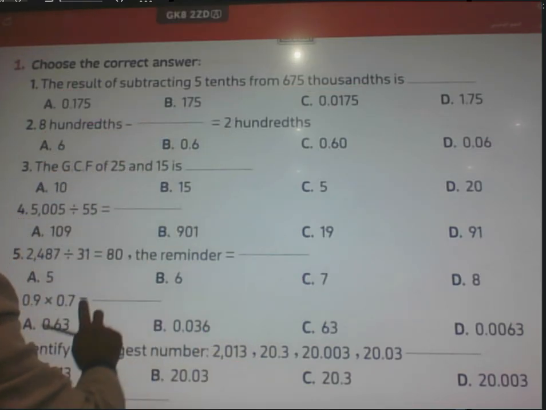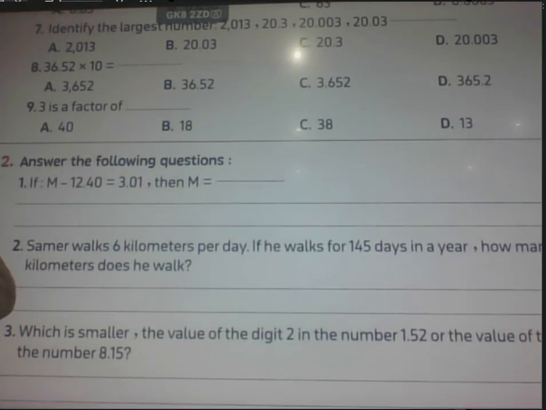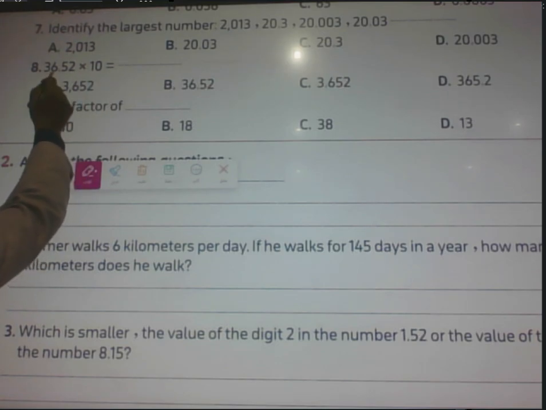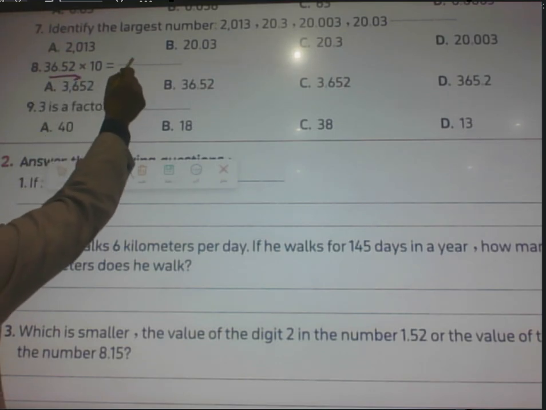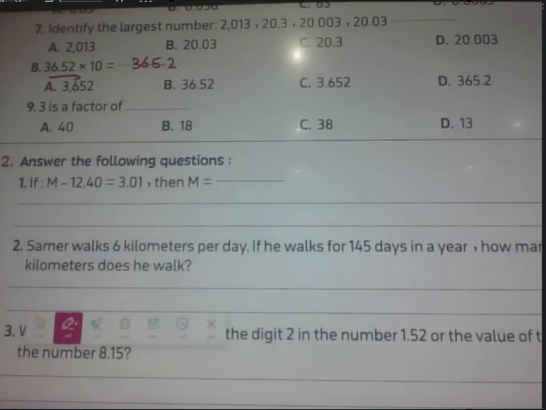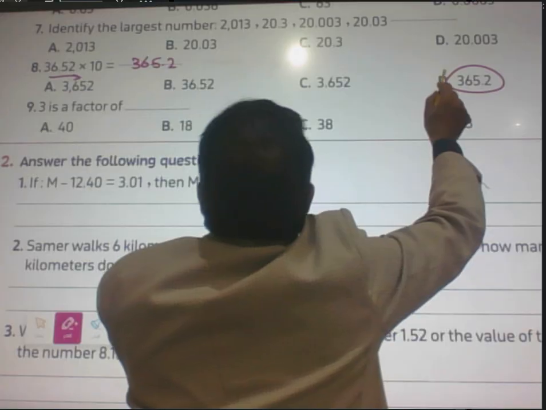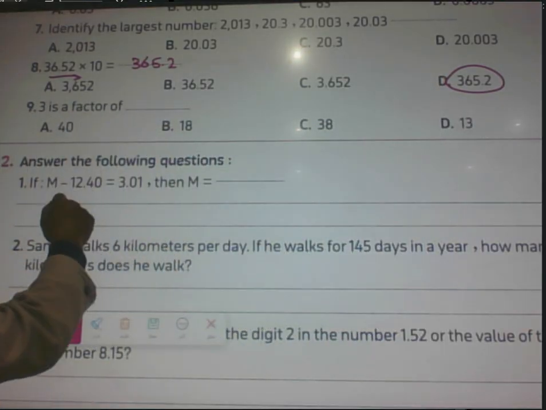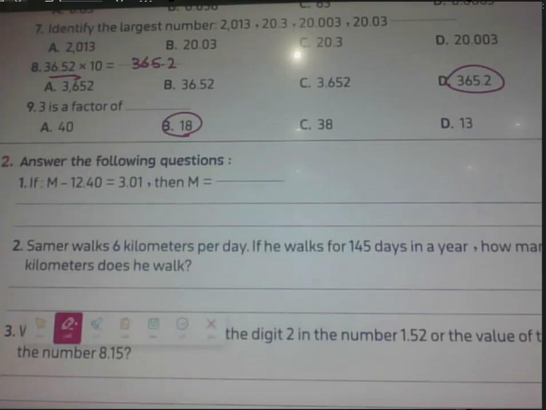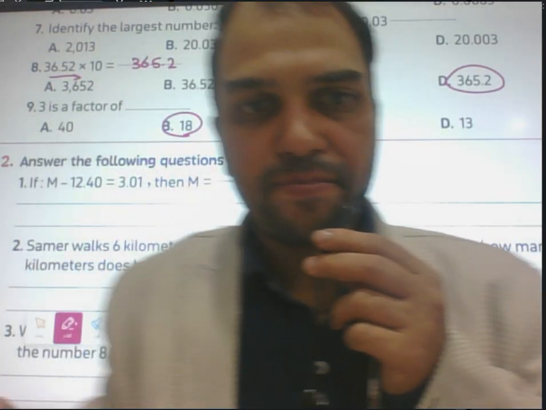Next question here, number 8. Multiply by 10: put 0 behind the number, or move the point to the right-hand side by one place. Okay, move the point right by one place, right? 365.2. Okay, where is the answer? Next question. 3 is a factor of what? What is the number that can be divided by 3 equals 18? 18 can be divided by 3 because 3 times 6 equals 18. Then 3 is a factor of 18.